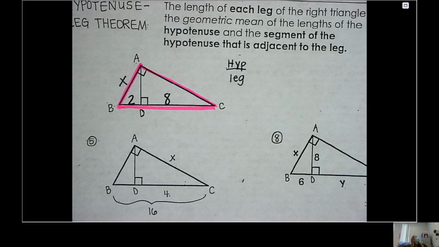Okay, so let's take a look. We're actually going to do 7 first, then we'll go back to 5. So jump down to 7. Take your first color. That's your big triangle. Highlight your big triangle, ABC.